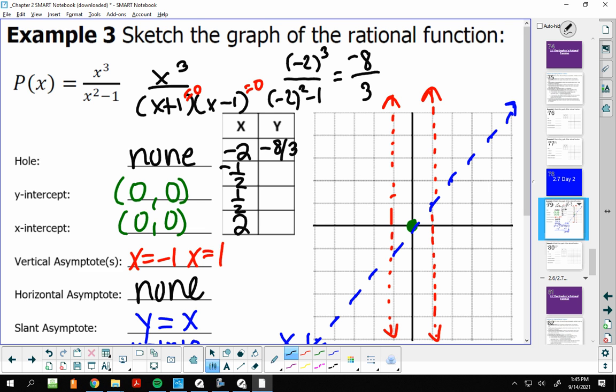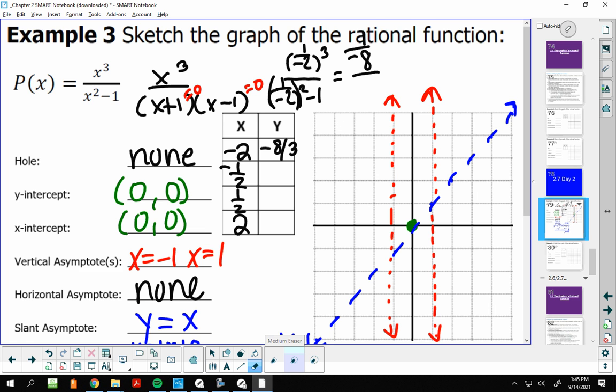All right, let's take -1/2 and plug it in. So -1/2 cubed is -1/8. And then negative 1/2 squared is positive 1/4 minus 1. So that's really negative 3/4.